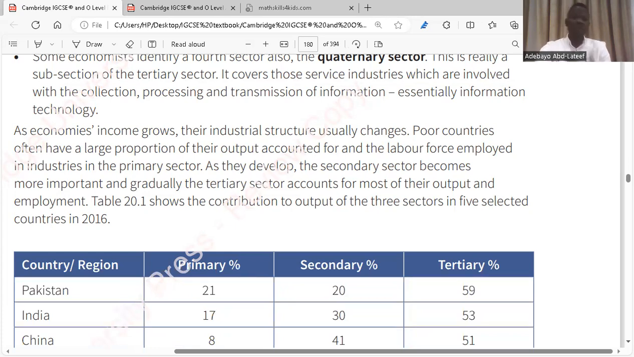As economies' income grows, the industrial structure usually changes. Poor countries often have a large proportion of their output accounted for and the labor force employed in industry of the primary sector. One of the questions you have in the Bangladesh one, this is what they're talking about. Poor countries have the largest proportion of their population in the primary sector. Underdeveloped countries have a large proportion of their employment in the primary sector. Do you get the point there, please? Do you get the point or not? Yes.